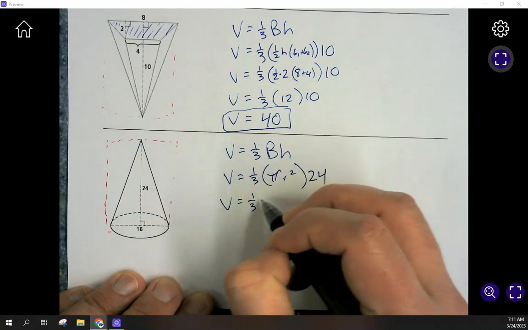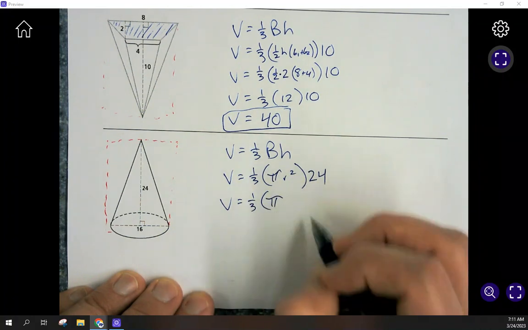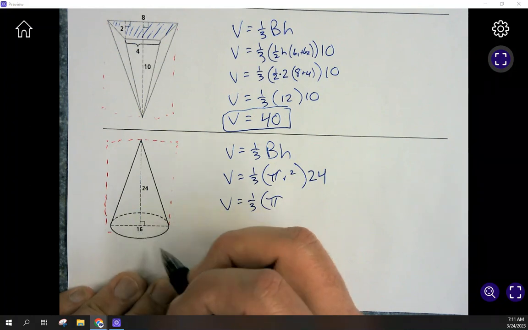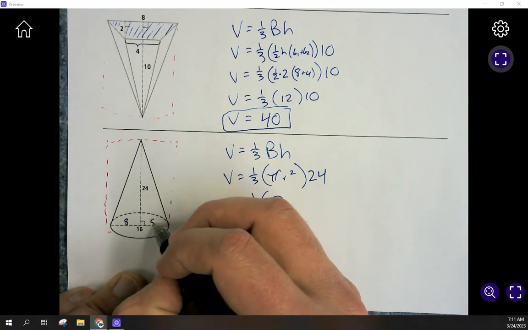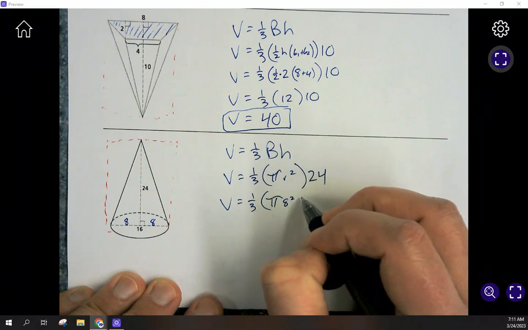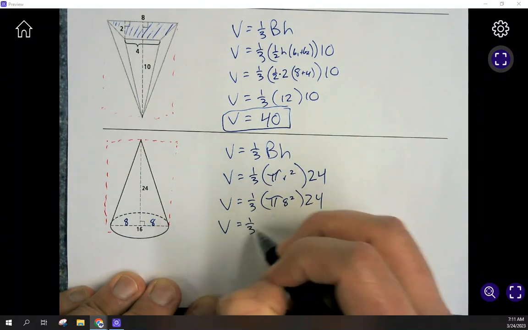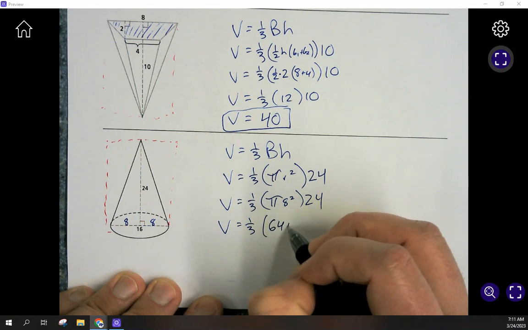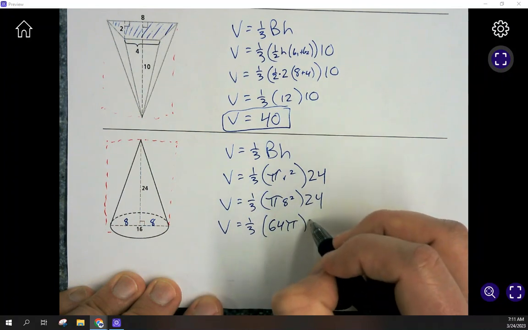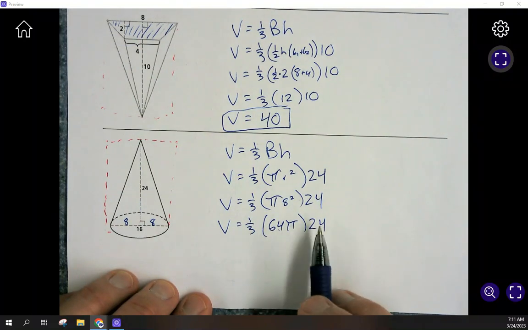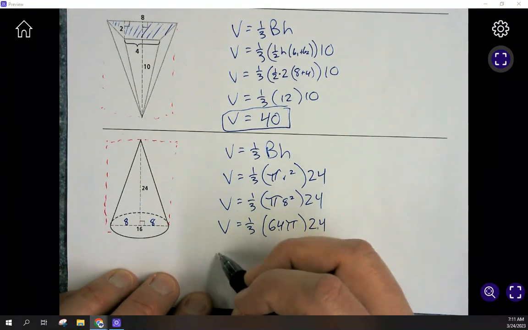So as always, just be careful with your radius and diameter. Make sure you're choosing the right one. 16 is the diameter all the way across. The radius would be half of that. So it's 8 squared. So we know that that's 64. So I have 64 pi times 24. So I would multiply 64 times 24 and then divide by 3.